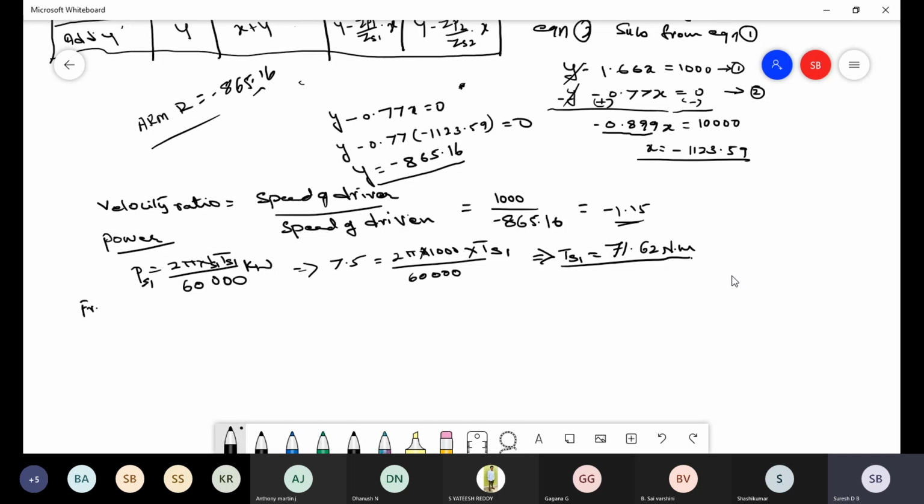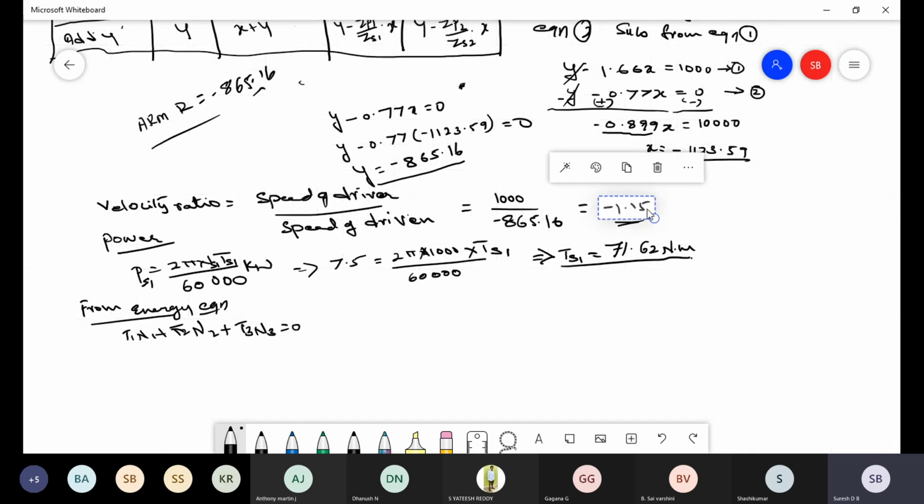From the energy equation, what is the formula? T1 N1 plus T2 N2 plus T3 N3. This is the general formula for finding the energy equation. Here in this particular gear train, which one is the input torque, which one is the output torque, and which one is the fixed member?